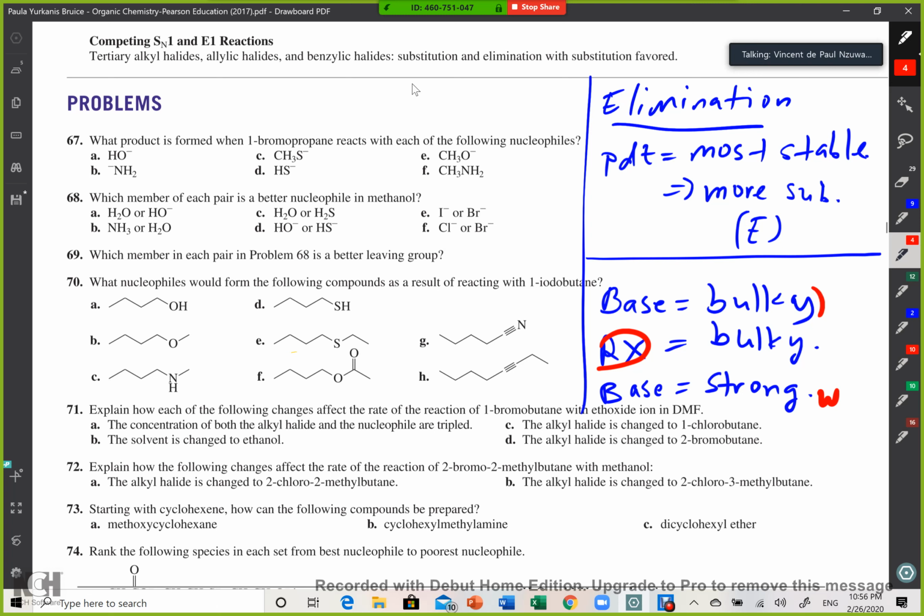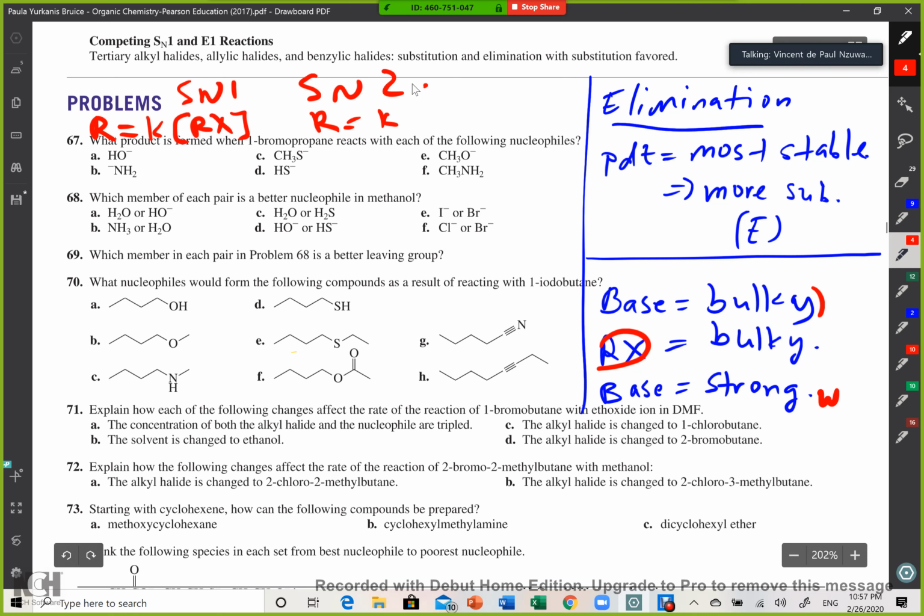Now, in terms of substitution, there are two types: we have an SN1 and we have an SN2. The SN1 goes through the formation of a carbocation. It means that the rate law of that reaction only depends on the concentration of the alkyl halide. Whereas the SN2 rate law depends on the concentration of the alkyl halide and the concentration of the nucleophile. Does that make sense? And everything we've known about rate of reaction applies here.